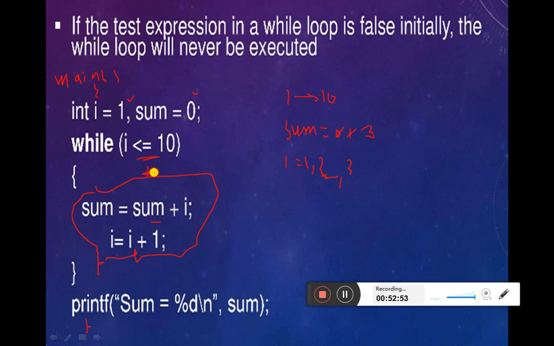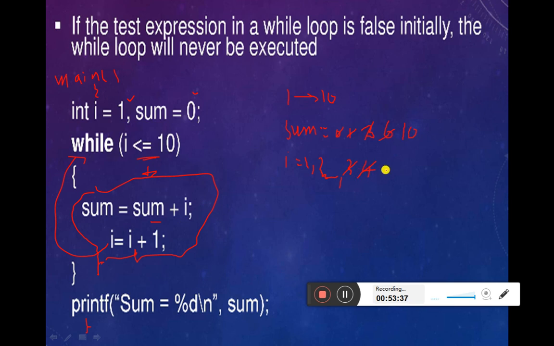We go for the body and recalculate sum: sum equal to sum plus i. What is the current sum? 3. So 3 plus 3 is 6. Now sum becomes 6, and i is incremented by 1, so i becomes 4. We go back for the condition test again. So repetition, that is what looping means. 4 is less than or equal to 10, true. Again we recalculate sum. The current sum is 6, i is 4, so 6 plus 4 becomes 10.